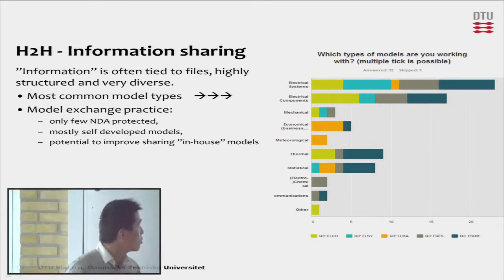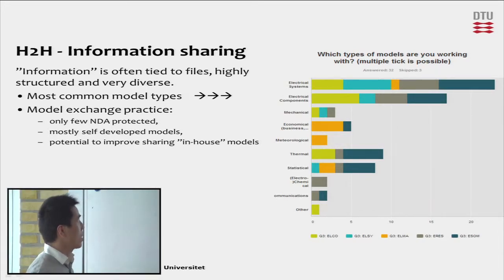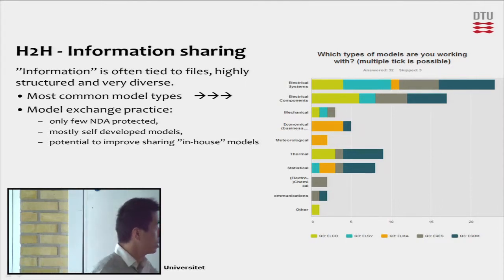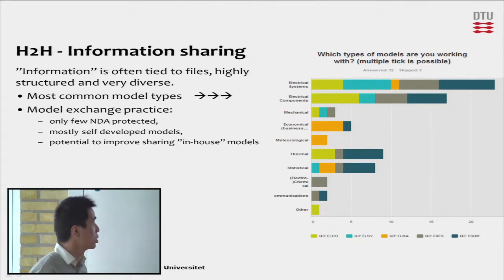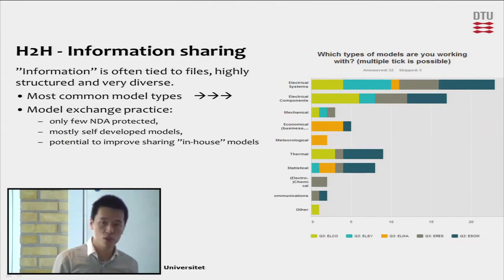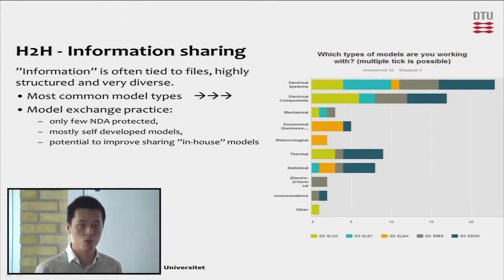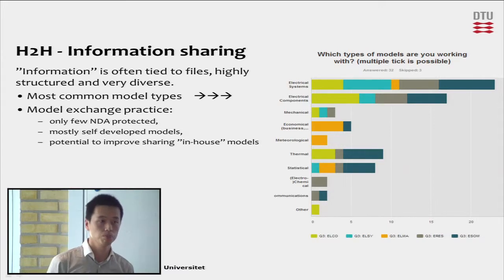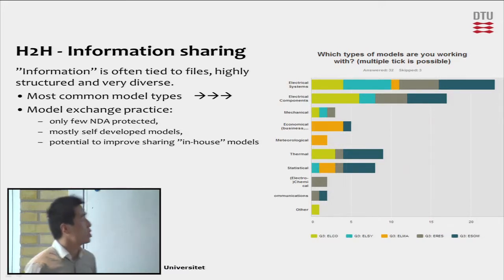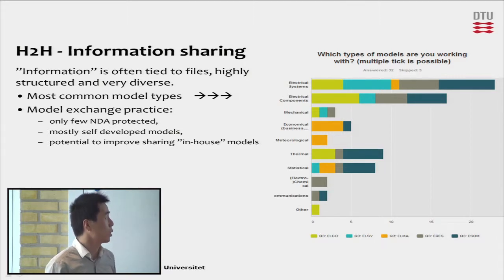Regarding information sharing, we think it is often tied to files, for example, models. We found the most common model types include electrical power systems, on the right of the figure, and also electrical components. We also tried to identify what models are exchanged between groups. We found that people prefer to use their self-developed models instead of models provided by external collaborators. So we think there is potential to improve sharing of in-house models.